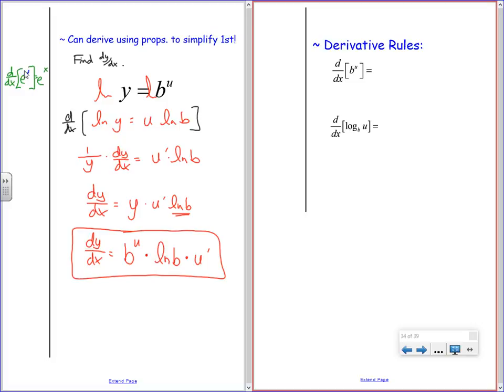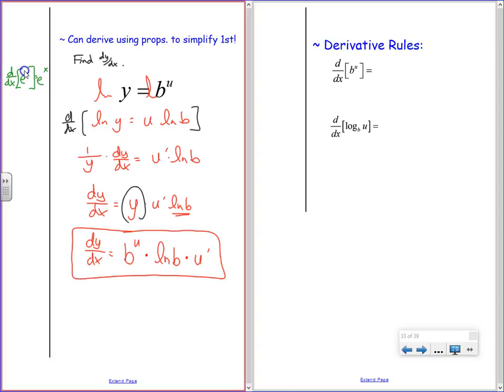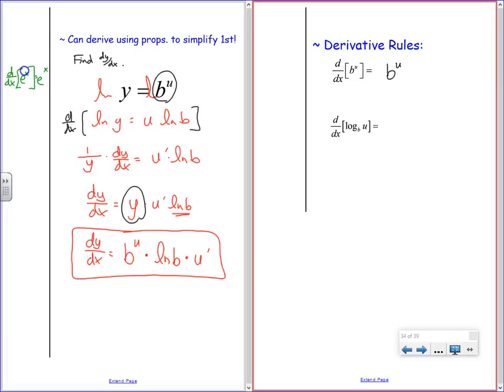How did you get b to be b to the u? Because we have a y, and who is y to begin with? Kind of like with implicit differentiation, second derivatives, dy dx, go back and plug in. It all ties together. So derivative of b to the u is b to the u, just like derivative of e to the x is e to the x, but there was that base that we had to deal with, hence the ln of b times u prime.